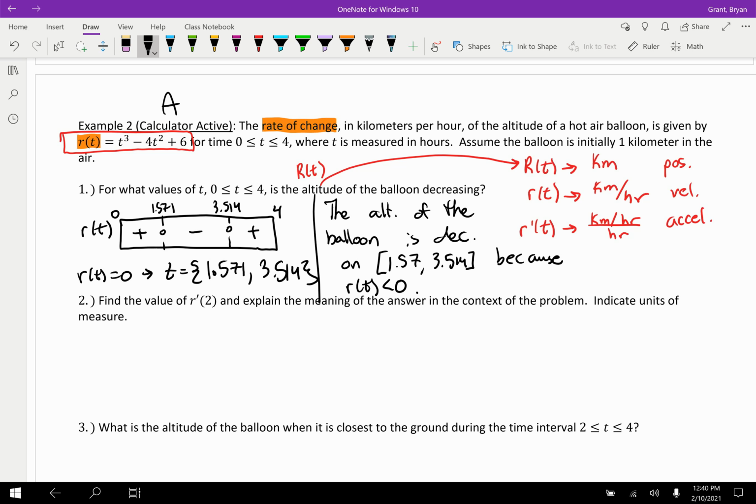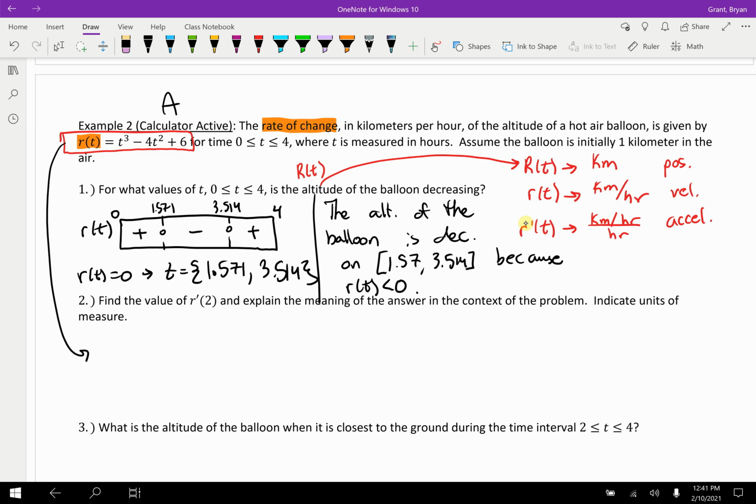All right, 2. Find the value of r prime of 2 and explain the meaning of the answer in context of the problem. Indicate units of measure. Now, there are two ways to do this problem. There is the longer way and the shorter way. The longer way is you actually find this derivative, right?